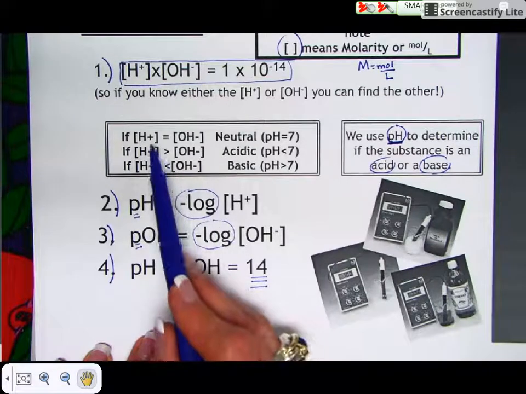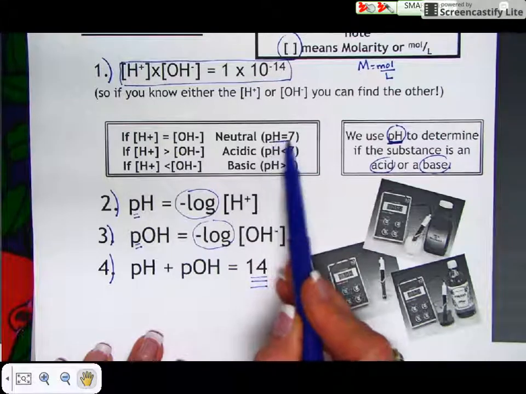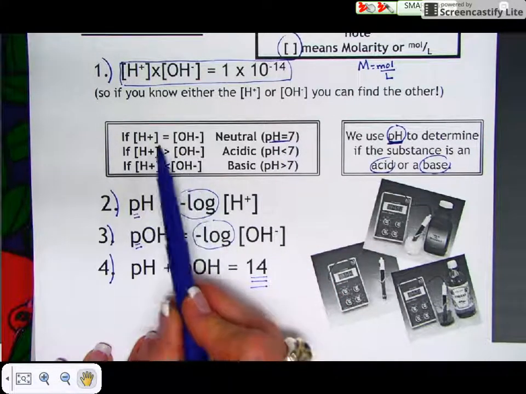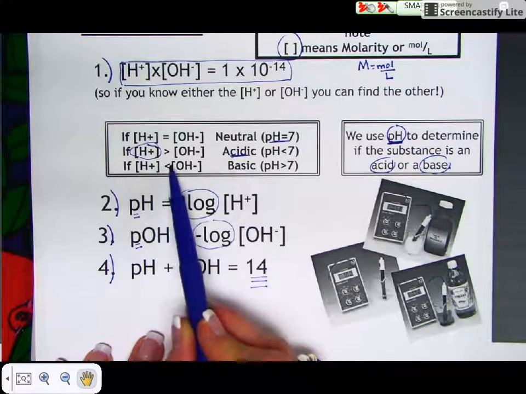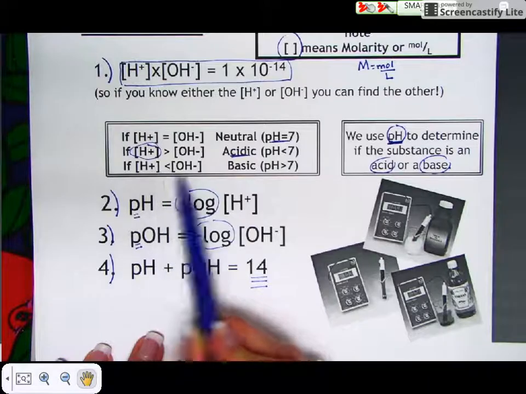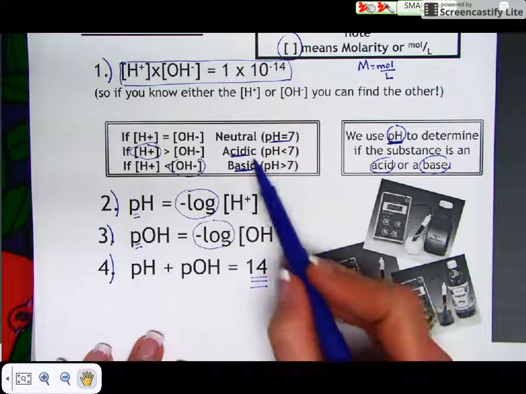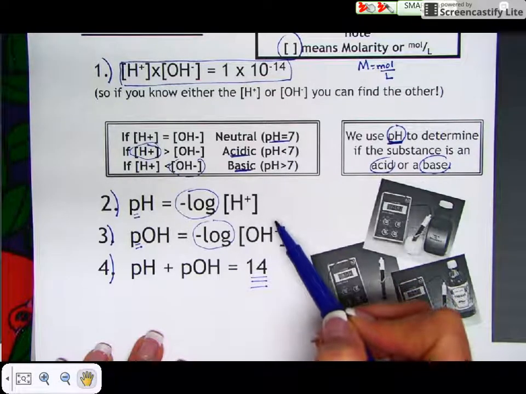In a solution, if the hydrogen concentration equals hydroxide, they're equal. That's when you have a neutral solution. The pH is 7. If H plus is greater than OH, that means the acid is the greatest, so it's acidic. If the hydrogen ion concentration is less than hydroxide, that means hydroxide is the greatest. It will be a basic solution. So if it's acidic, the pH is less than 7. If it's basic, the pH is greater than 7.